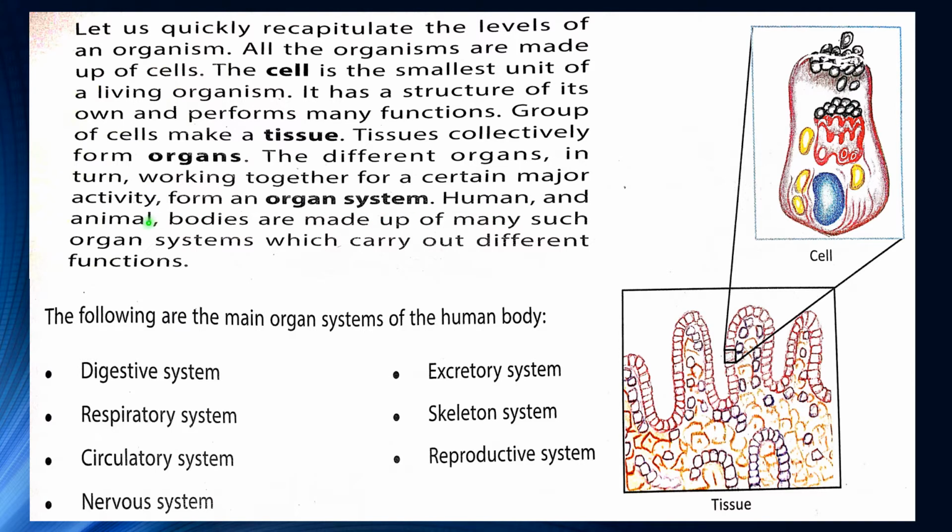Human and animal bodies are made up of many such organ systems which carry out different functions. Students, the following are the main organ systems of the human body: digestive system, respiratory system, circulatory system, nervous system, excretory system, skeleton system, and reproductive system.